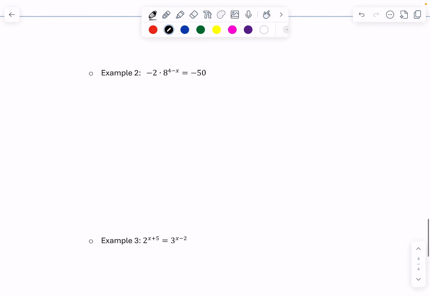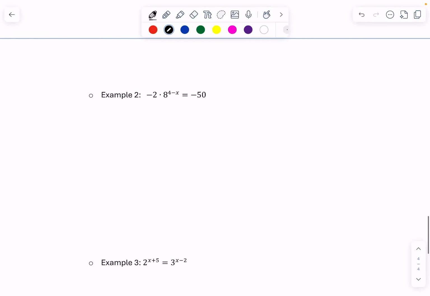All right, we only have 2 left, y'all. We can do this. All right, so this one, notice it's an exponential. The key here you need to remember is that you've got to isolate the term that has the x. Okay, you've got to do that first.